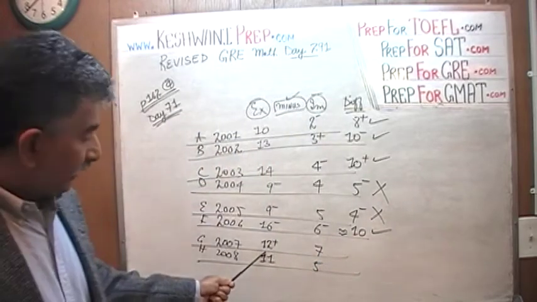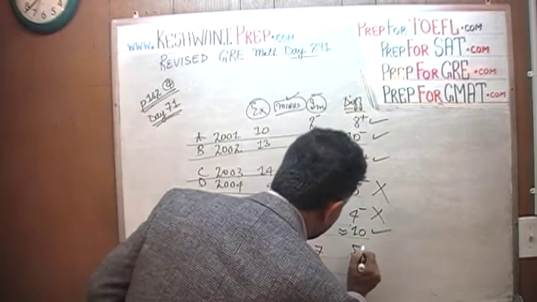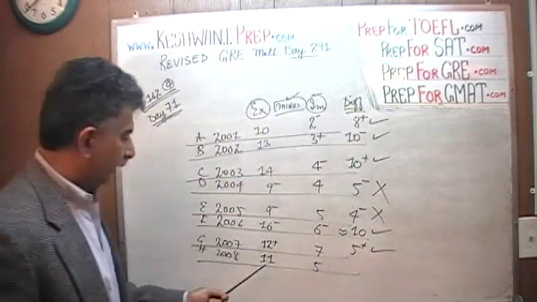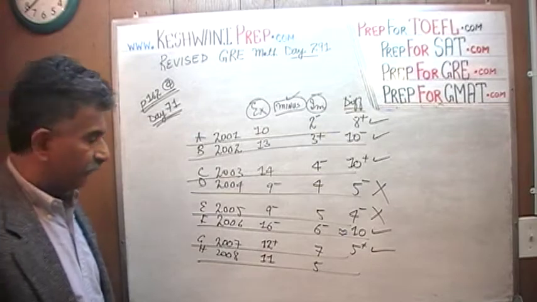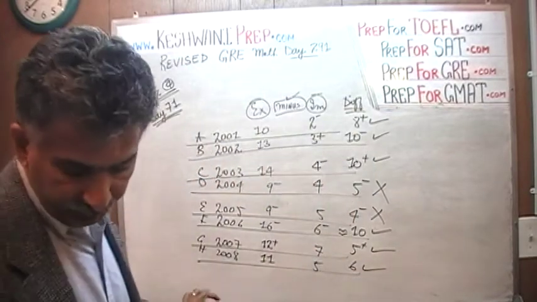Something a little over 12 minus 7 is going to give us something more than 5, so that would work. And 11 minus a 5 is going to give us 6. So that would work. That's it, those are your answer choices.